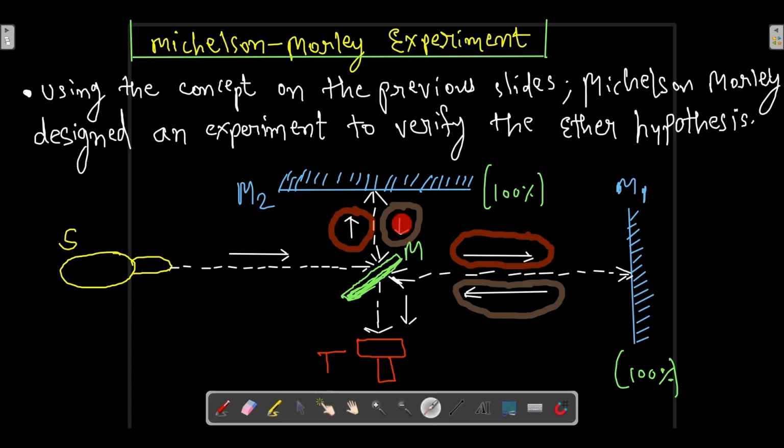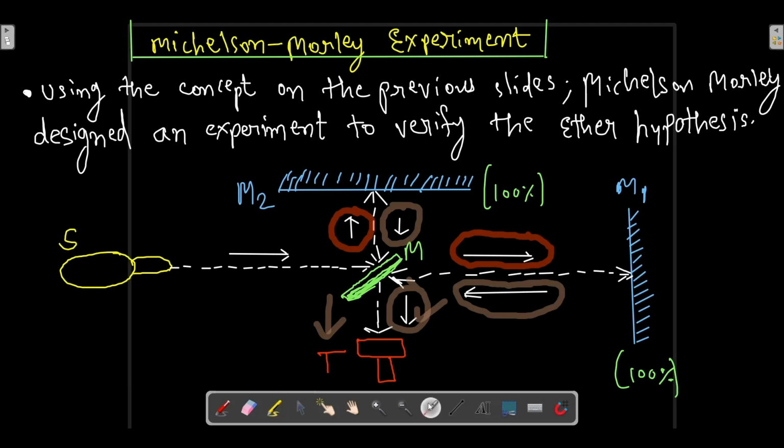Now this brown beam will fall on the half silvered mirror M, and a part of it will be reflected, just ignore that. A part of it will be transmitted, so it will come over here. Similarly, the other brown colored beam, when it was moving like this, will reflect from the silver face over here, and it will also travel in this direction.